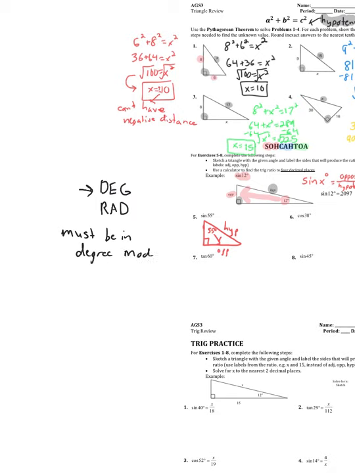And we talked about radians last year in AGS3. We'll review them this year when we get to circular functions in Mod 6. But you need to know when you need to be in degree mode and when you need to be in radian mode on your calculator. If you're using your smartphone, like an iPhone, you can put your calculator app up.